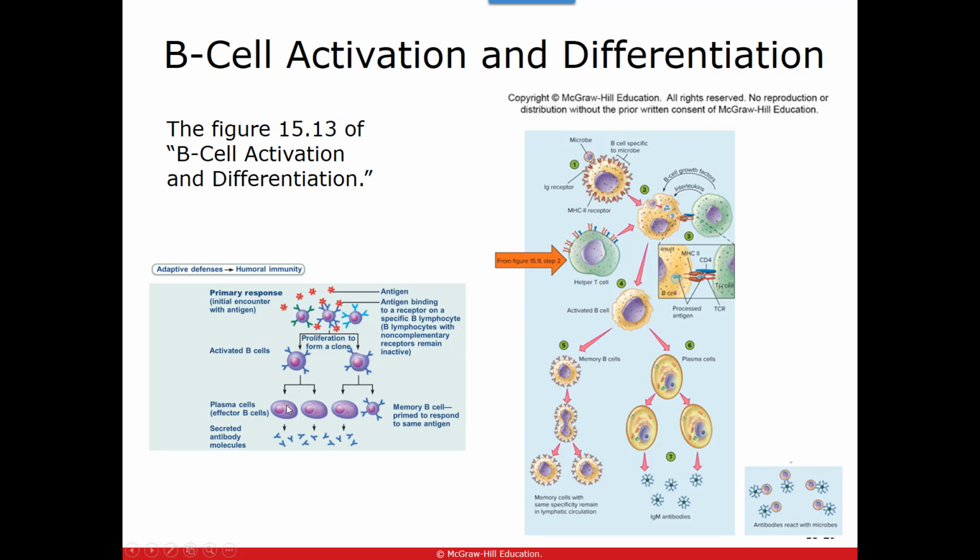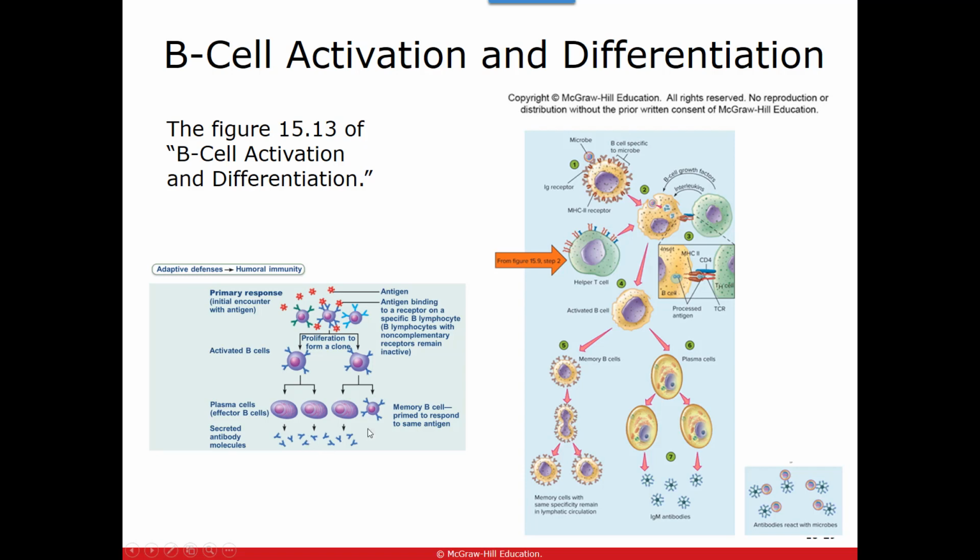Now, most of them become plasma cells. This book picture has 3 out of the 4. Most of them become plasma cells, and the job of a plasma cell is to churn out antibodies. And we'll talk about how antibodies get rid of the foreign object, but the job of a plasma cell is to make antibodies.